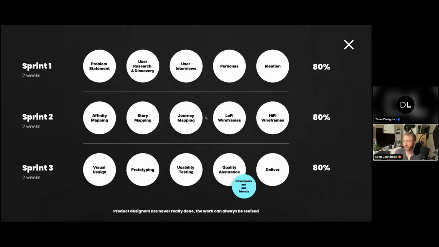And the last point is based on this whole 80% rule, product designers are never really done anyway, right? So you're never really going to get to 100% within a product. Product designers, a lot of the times, are responsible for staying on that product. You're in it for the long haul, right? So even when something is shipped, you're still going to be testing it, you're still going to be refining it.